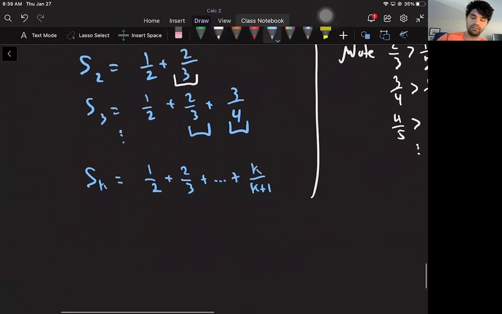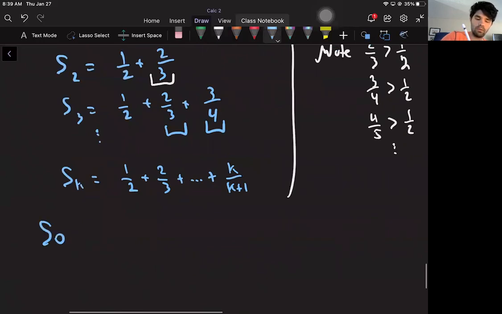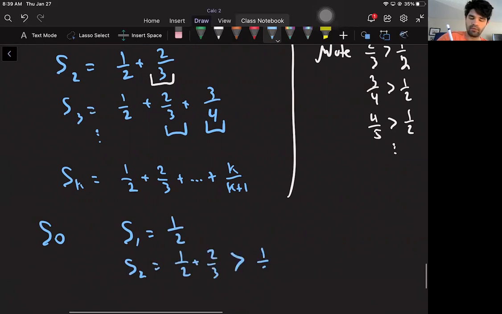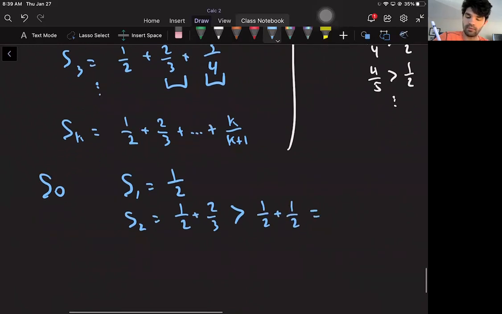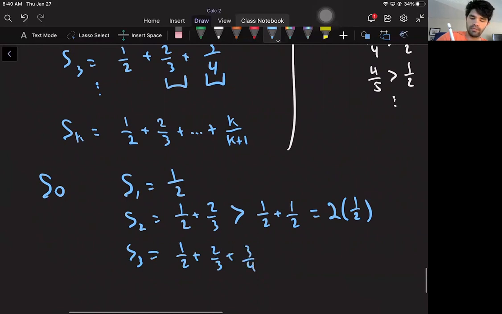So what I can do is I could say, okay, well, S_1 is 1/2, but S_2, 1/2 plus 2/3, is bigger than 1/2 plus 1/2, which has a nice explicit formula. It's 2 times 1/2. S_3, 1/2 plus 2/3 plus 3/4, is bigger than 1/2 plus 1/2 plus 1/2, which is 3 times 1/2.